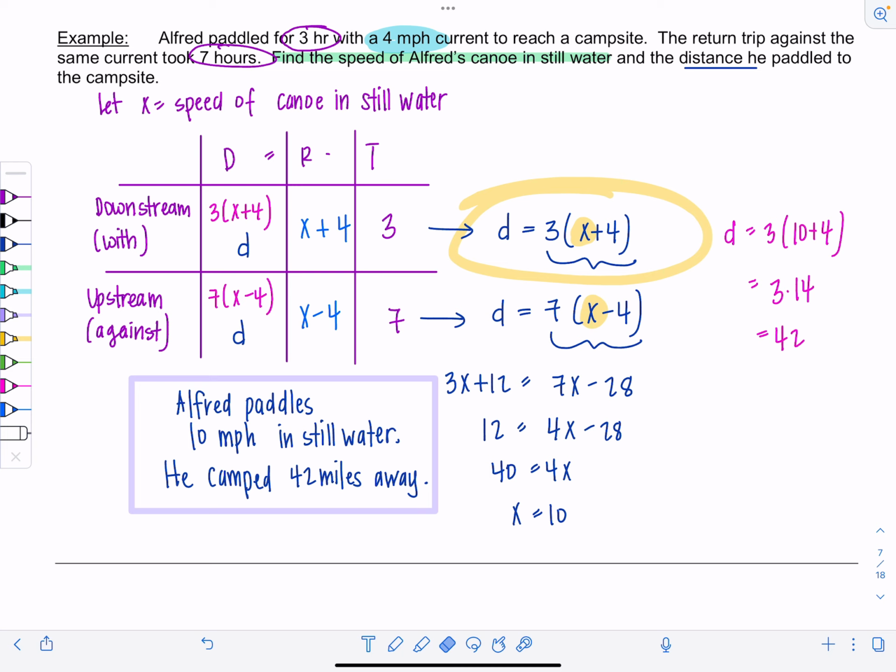And then in the next video coming up, we're going to look at solving systems of equations with 3 variables.